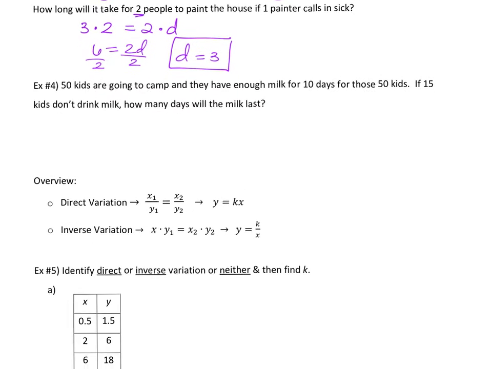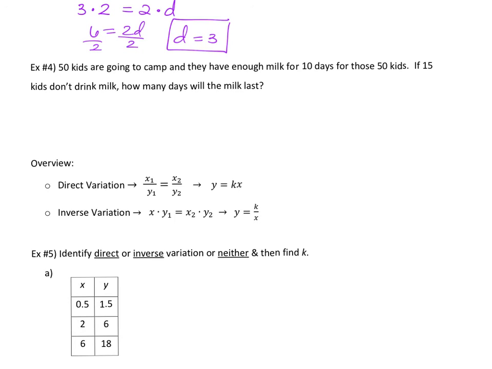All right, example 4 here, it says 50 kids are going to camp, and they have enough milk for 10 days for 50 kids. Now, if 15 kids don't drink milk, how many days would the milk last? So think about this. 10 days for 50 kids, but now less kids drinking milk means more days of milk. So that's inverse variation because more kids equals less milk, right? So with inverse variation, it's products. We're going to multiply to get our relationship.